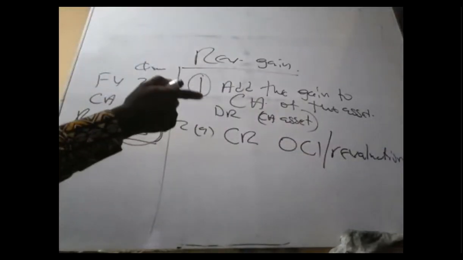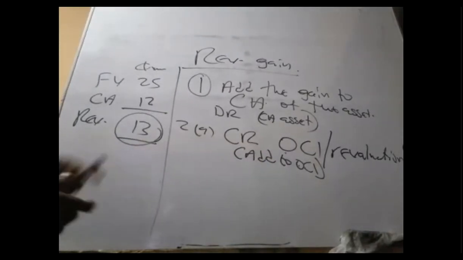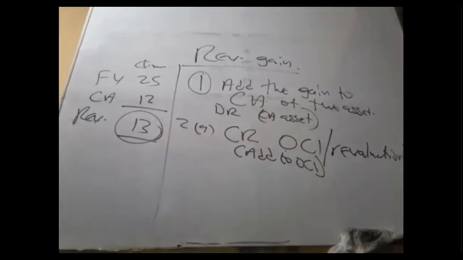Point number 2 is A. Then you add it to OCI, or you credit what? OCI. So credit other comprehensive income, which is the same as revaluation surplus account. In bracket, you are adding. It means that add it to OCI. That's the meaning of this statement. That's A. So debit and credit. There's an exception to this basic rule.